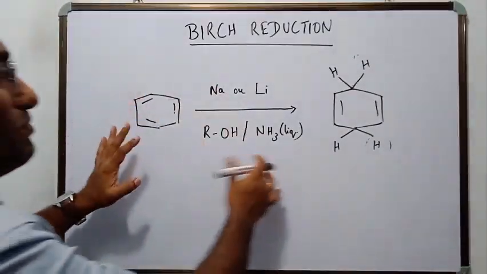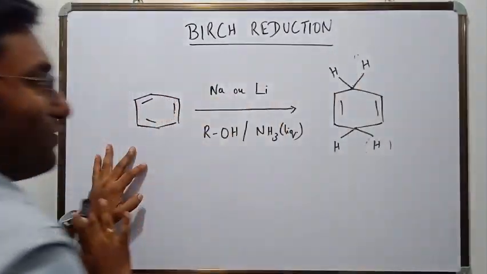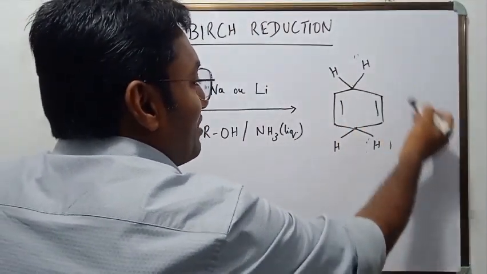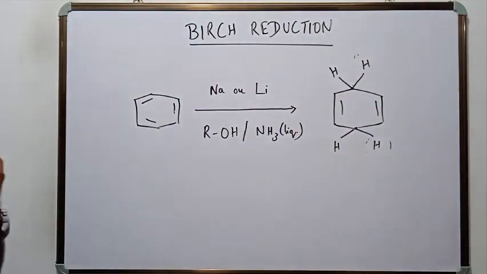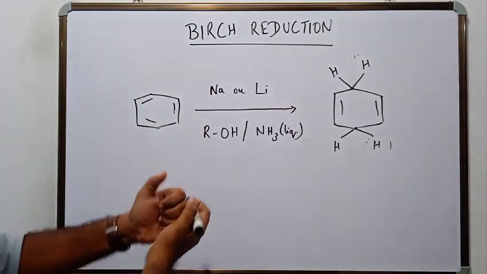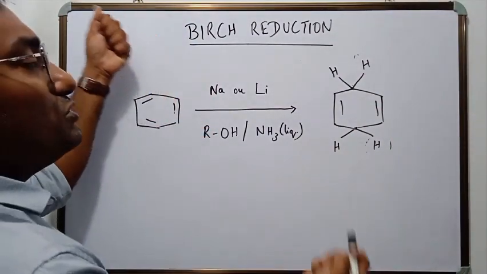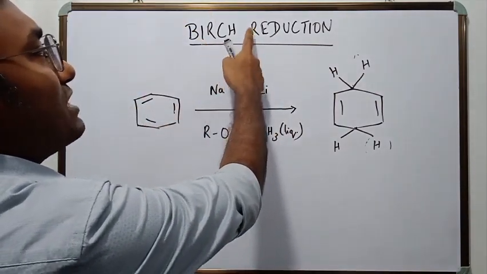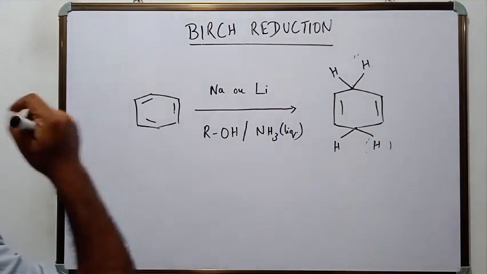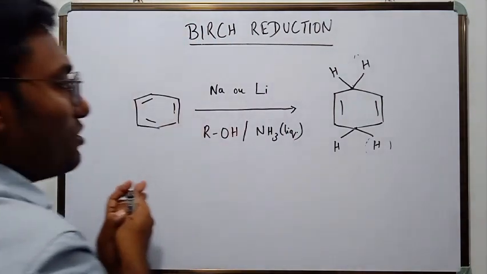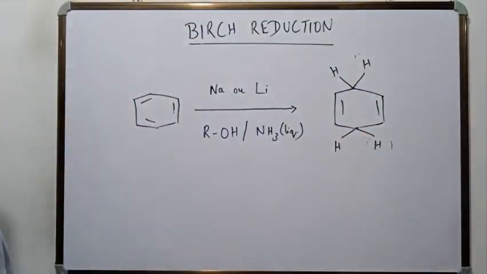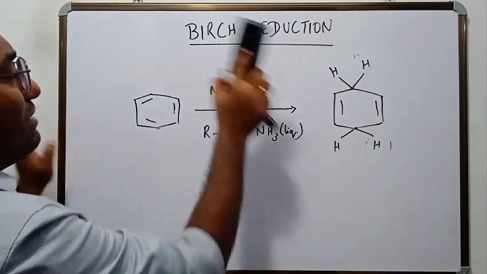So if it's a single benzene, it would be 1 and 4, right? If it is naphthalene, then you will see 1, 4 and also 5 and 8. So they are always in opposite positions. It is always in the opposite positions that addition of hydrogen takes place. That is only possible in Birch reduction. So it is a selective hydrogenation at specific, opposite locations of the benzene ring and its derivatives. So that is the difference between catalytic hydrogenation and Birch reduction.